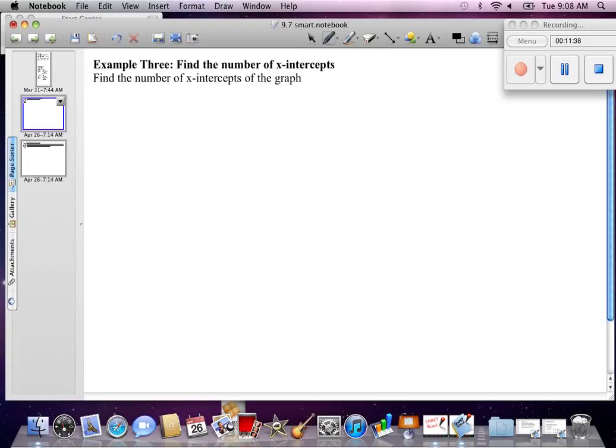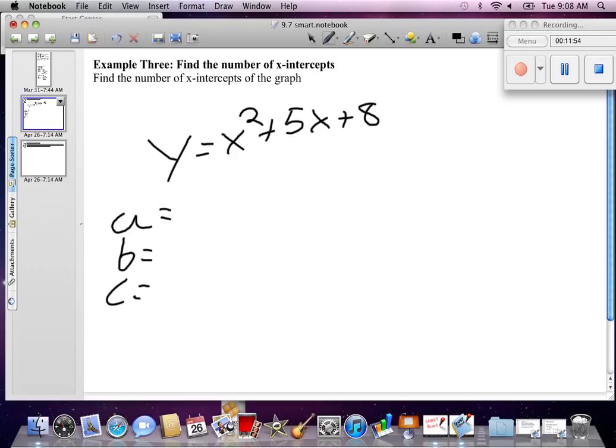All right. We've got y equals x squared plus 5x plus 8. Safaria, is this in standard form? Okay, can you tell me what a, b, and c are then? Okay. And c is what? Okay. Remember, standard form can equal 0 or y. Okay. All right, Jen.